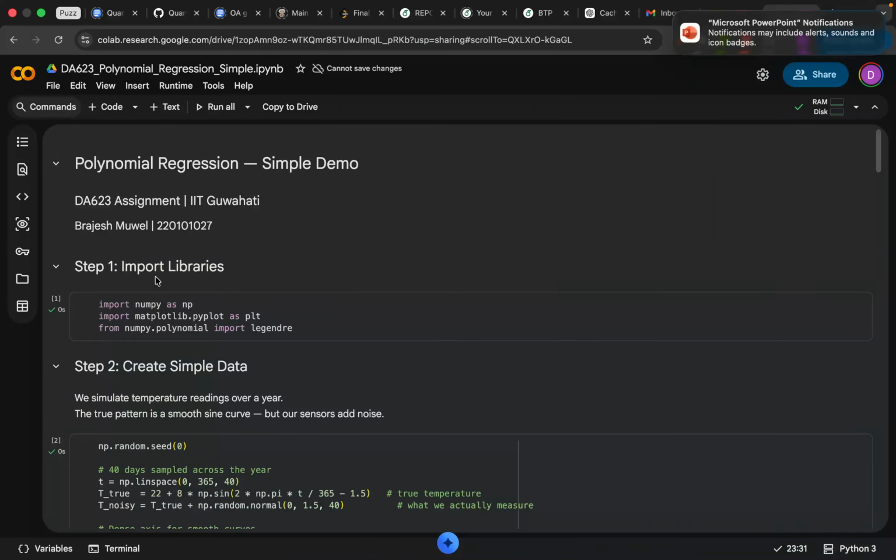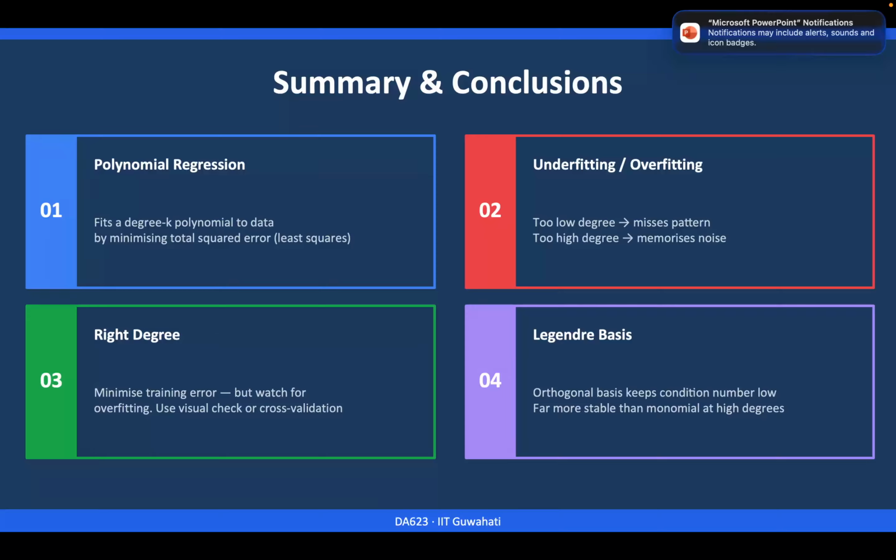Now to conclude what this experiment showed: first, polynomial regression fits a polynomial to data by minimizing the sum of squared errors. Second, the degree controls model complexity. Too low causes underfitting while too high causes overfitting. Third, training error always decreases as degree increases, but that alone does not mean the model is good. And fourth, the Legendre polynomial basis keeps the computation stable at higher degrees, which the standard monomial basis does not. So this is my assignment.